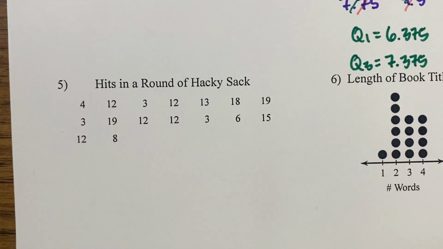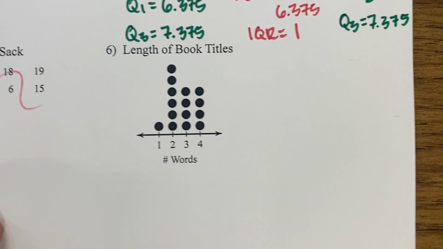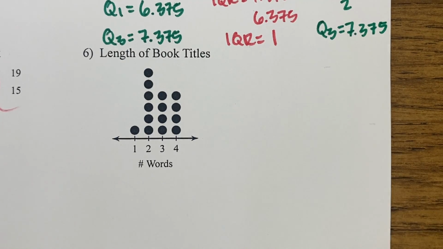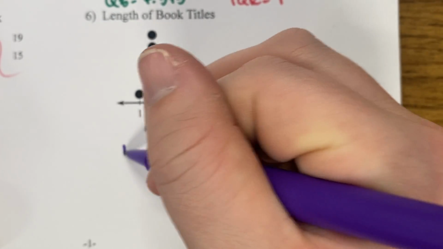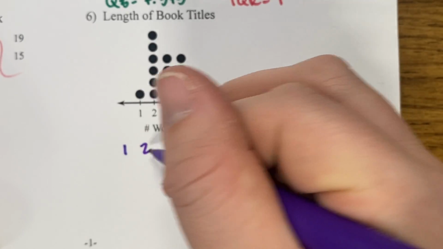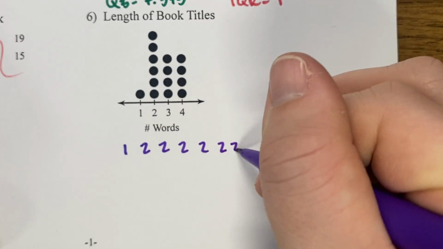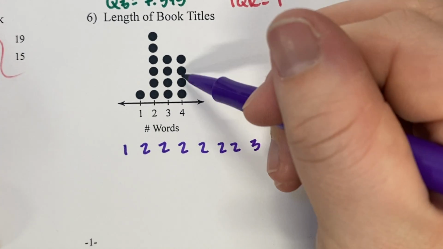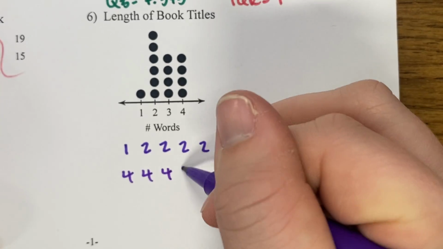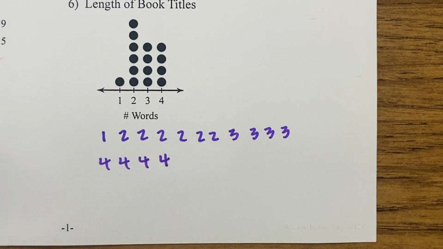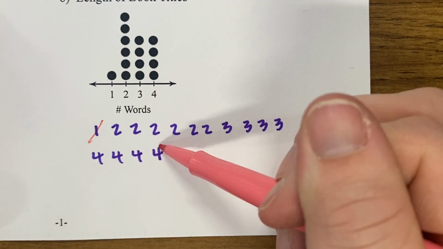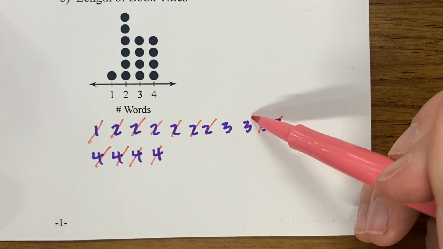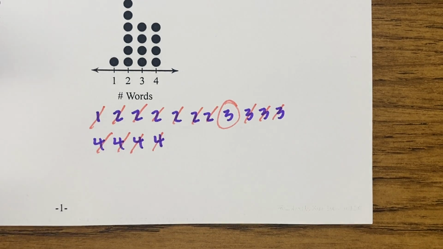Alrighty, for the sake of time, I'm also going to skip number 5. So let's look at number 6. We have length of book titles. These guys are really easy to list in numerical order. So I have 1, 1, 1, 2, 3, 4, 5, 6 twos, and 4 threes, and 4 fours. Okay, let's go ahead and find our median. 1, 1, 2, 2, 3, 3, 4, 4, 5, 5, 6, 6, 7, 7. So we have our median of 3.